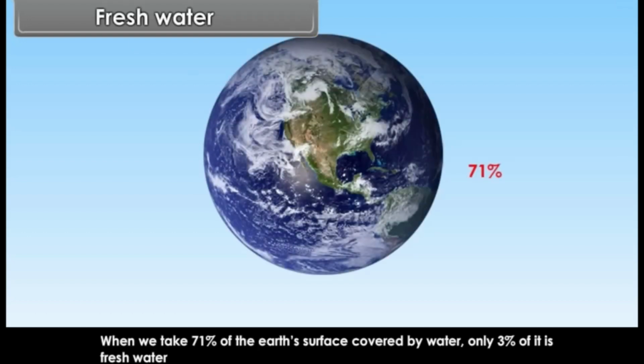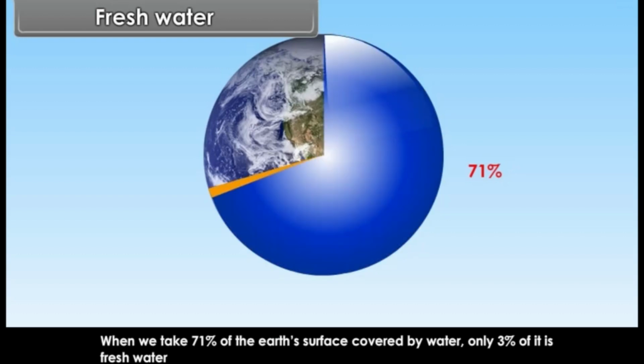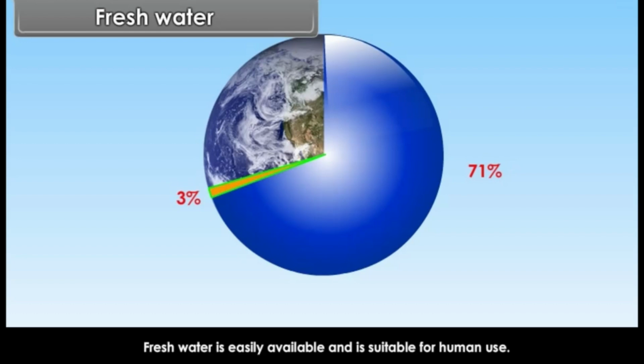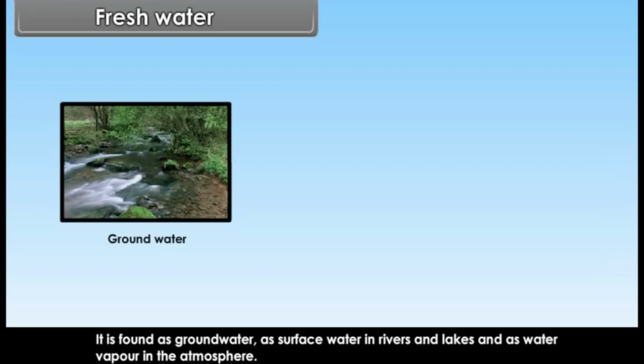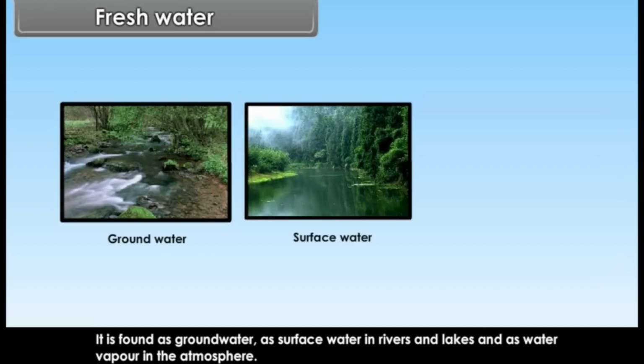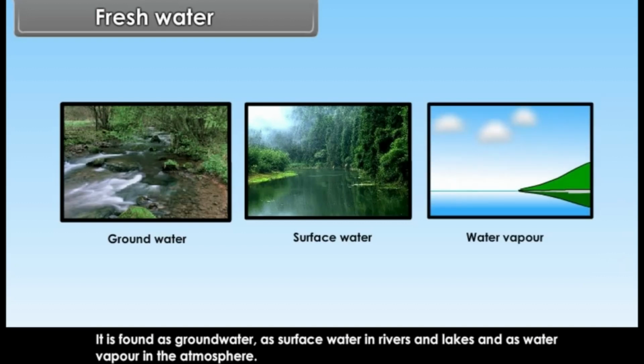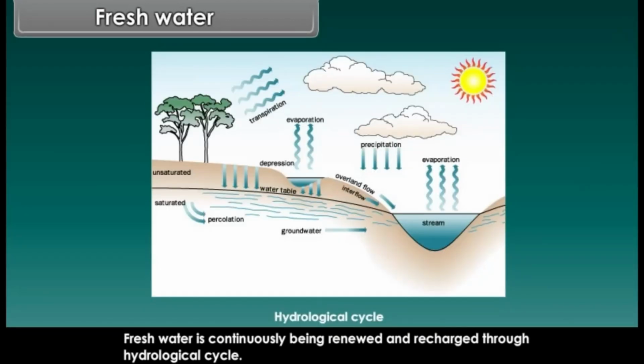Fresh water. Of the 71% of the Earth's surface which is covered by water, only 3% is fresh water. Fresh water is easily available and is suitable for human use. It is found as groundwater, as surface water in rivers and lakes, and as water vapor in the atmosphere. Fresh water is continuously being renewed and recharged through the hydrological cycle.